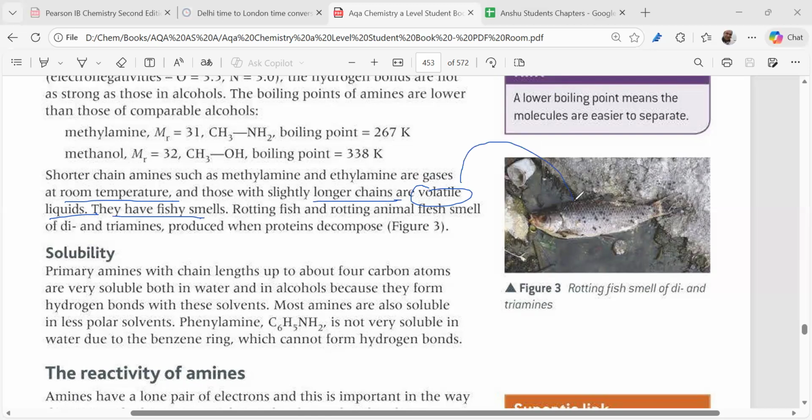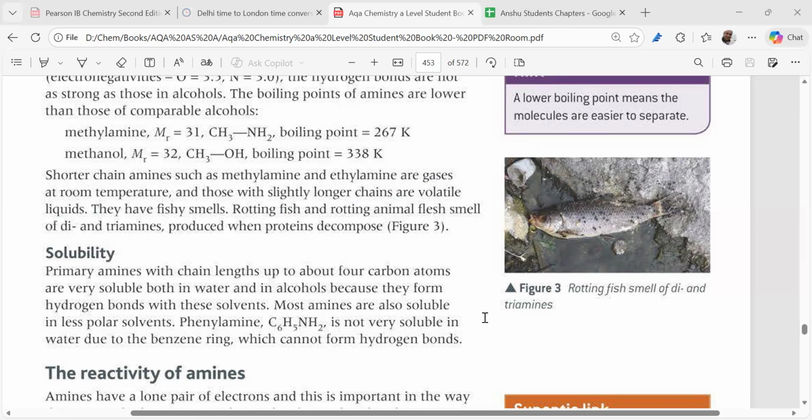So when a fish dies and is not properly taken care of or refrigerated, or meat, they will be decomposing. The proteins decompose. Proteins contain amide linkages. Proteins are polymers of amides. They will be decomposing to give you amines, right? And they'll be having a fishy smell.